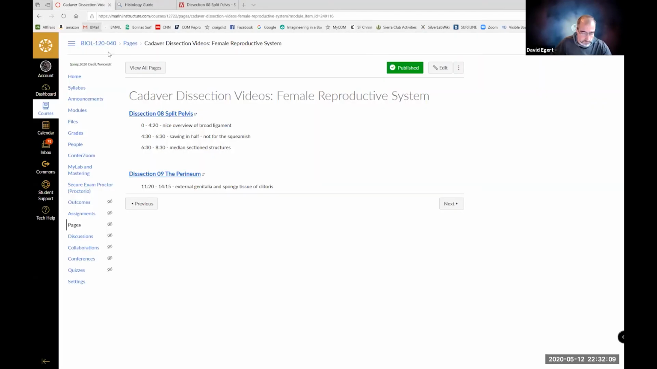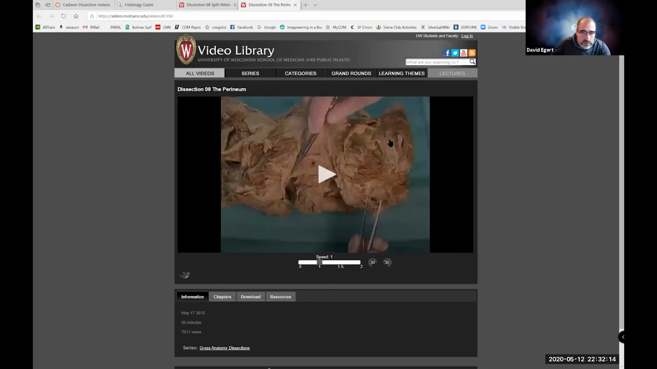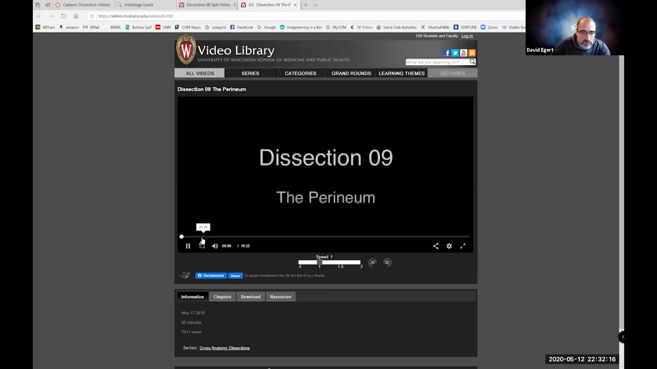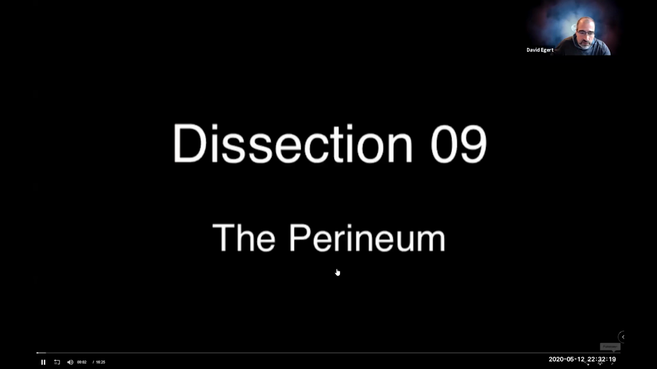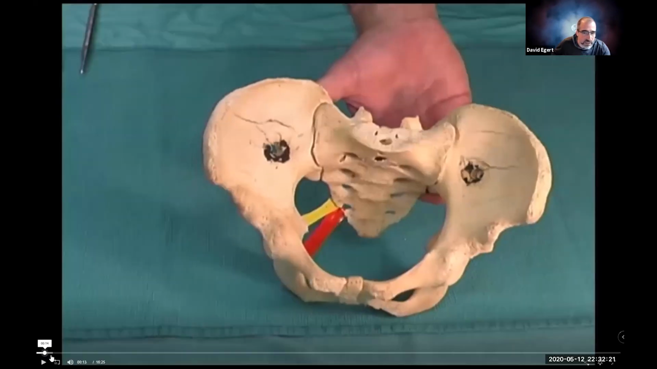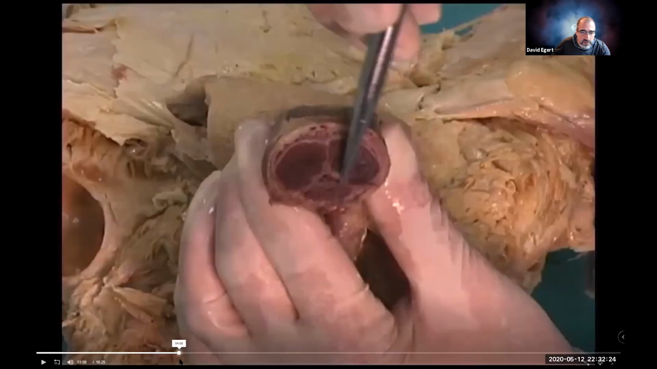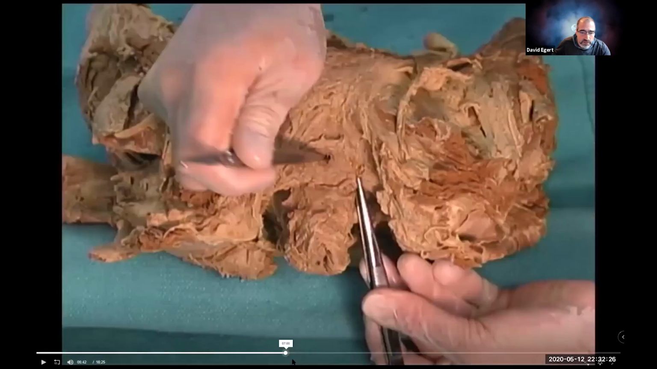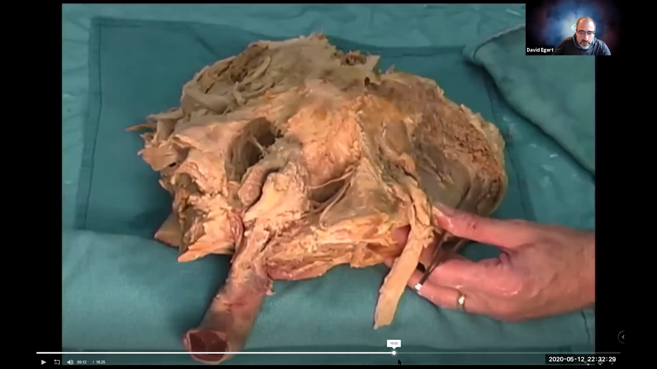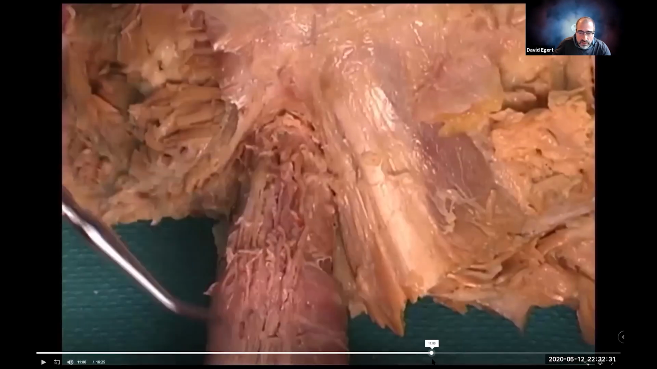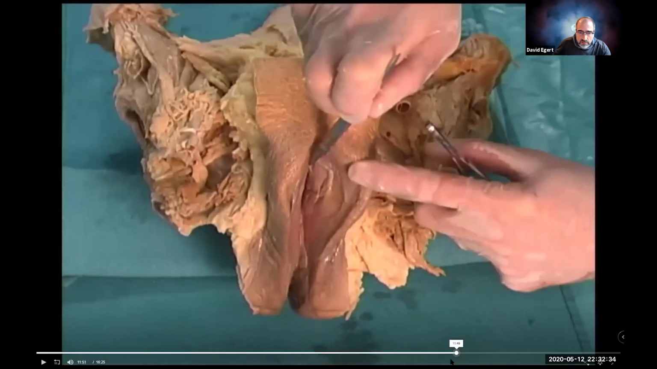Let me get back to where we were. Where to go? If you remember, this was the one last time we saw him cut the penis on the guy.